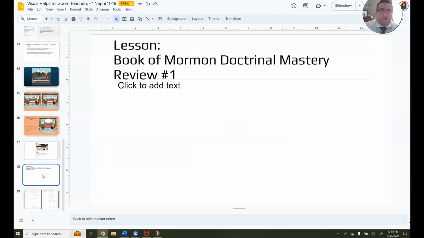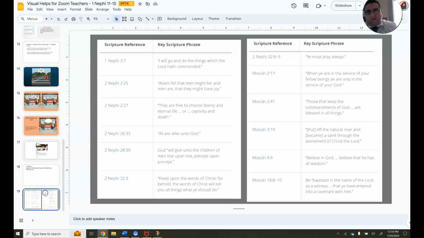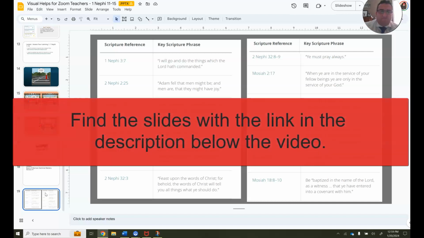And then just the last lesson, the review lesson, all I did quickly was give you the 12 Doctrine Mastery scriptures that it asks you to have the students mark and review during this class period. So I want to make it easy for you real quick so you have a quick visual for that.